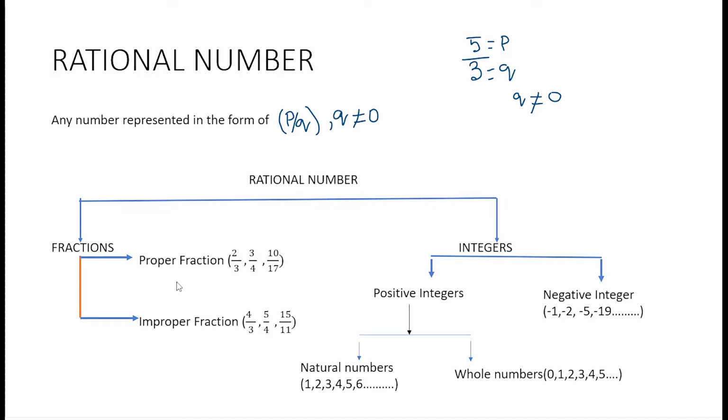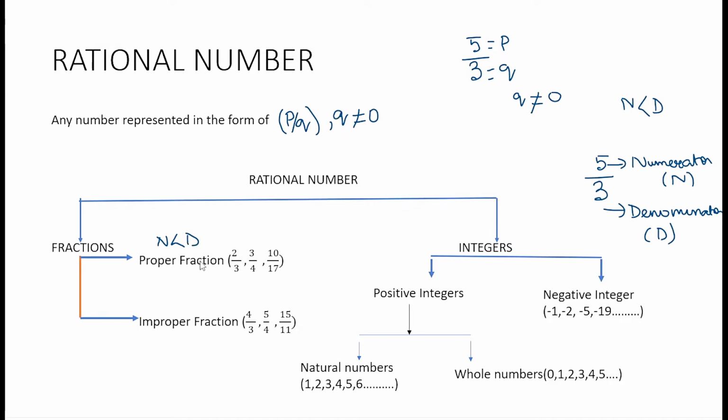Fractions are again divided into proper fractions and improper fractions. Proper fractions are 2 by 3, 3 by 4, 10 by 17. Any fraction has two components, the upper part and the lower part. The upper part is called the numerator and the lower part is called the denominator. When the numerator becomes less than the denominator, it is called a proper fraction. Like you can see 2 by 3. Of course, 2 is less than 3.